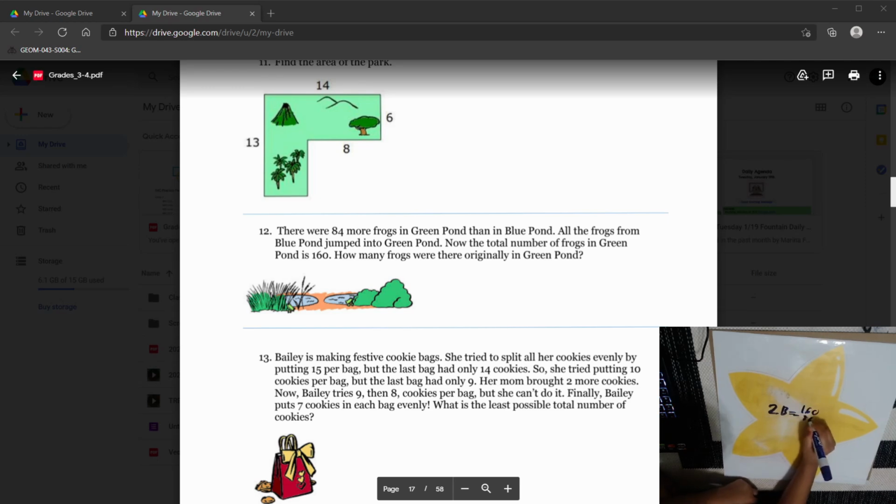minus 84. And then when you do this, what you would get is 4 minus 0, which is 4, and then 4 plus 6 equals 10. So 6 right here, and then we're borrowing from here. So 8 minus 6 equals 2, and then 2 plus 8 equals 10. So that's 8 minus 1 because we borrowed, 7. And then we have a 0. So it's 76. So we know that 2 blue pond equals 76.